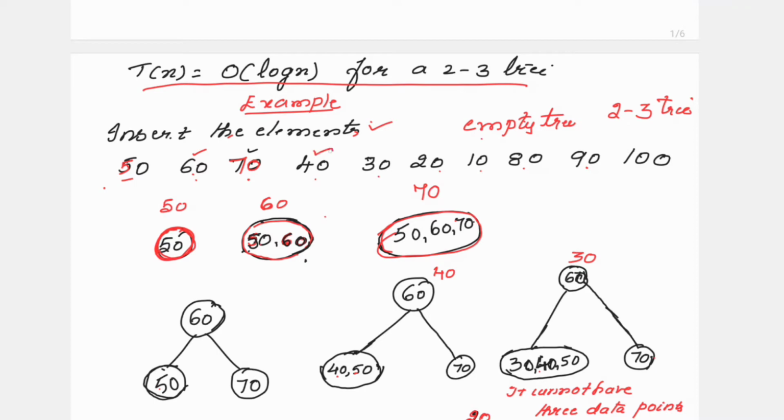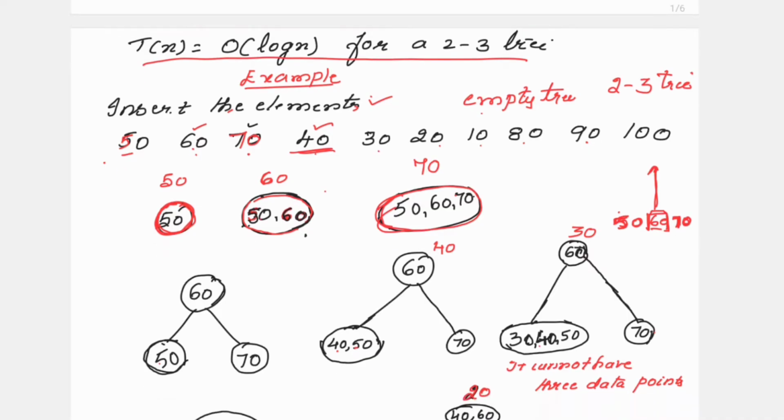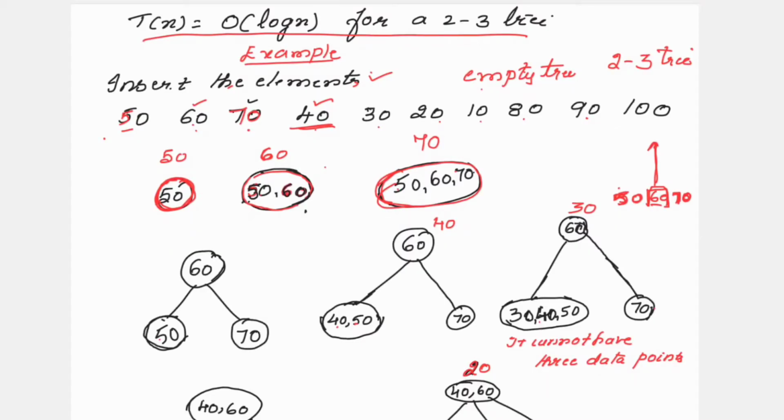Next time when you try to add 40 to the tree, you cannot add 40 to this existing node. You need to simplify this step. And how to simplify this step? Whenever you have a node with 3 data elements like 50, 60, 70, the middle element you need to take to the root level, and the other two, 50 and 70, you need to separate out. 50 and 70 become the two children nodes. So in the next step, 60 has been brought to the root level and 50 and 70 have been separated out. So this is the resulting tree.